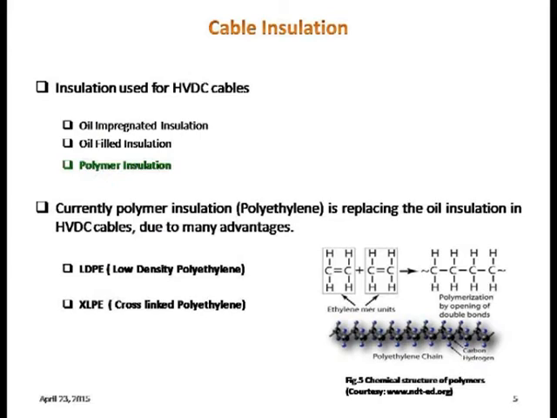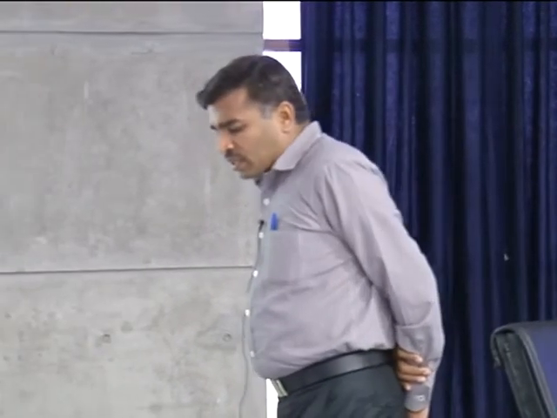Now these two, oil impregnated and oil filled insulation, have voltage limitations. We cannot go beyond a certain voltage, as well as a length limitation. The reason is that we have to keep the oil under pressure in a tube. So obviously the distance is limited, otherwise you would need frequent equipment which will maintain the pressure of the oil.